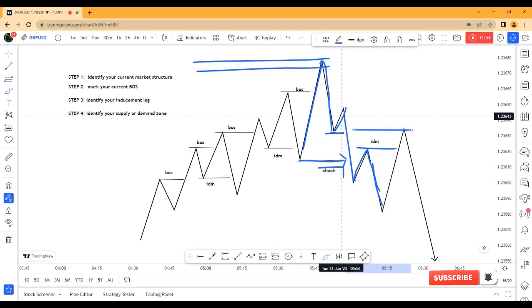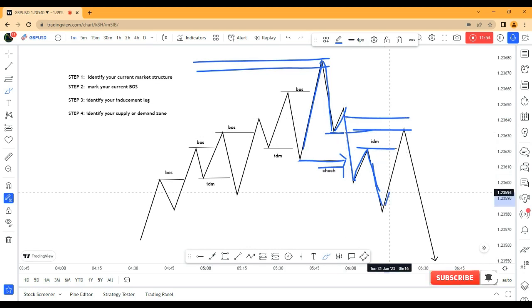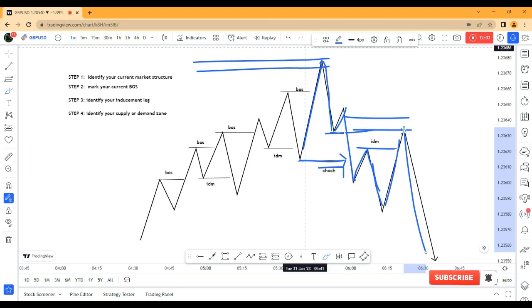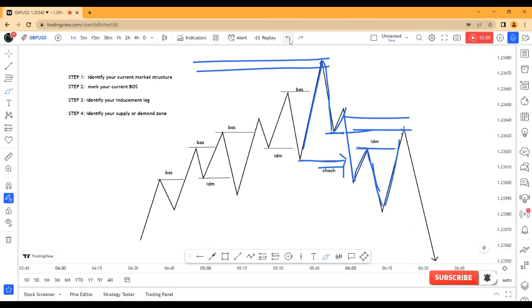So if you find your supply zone, you identify your order block around here, you'll be waiting for price to come and tap into the supply zone before you take your entrance to the downside. So this is a high probability entering model. So make use of this.